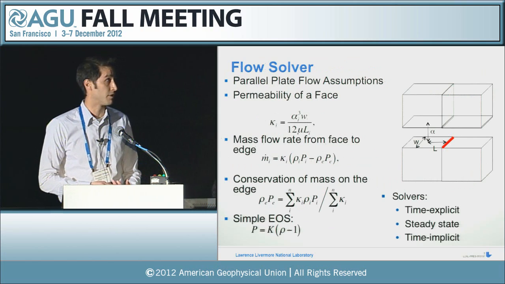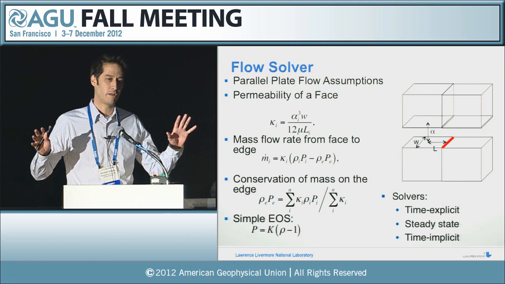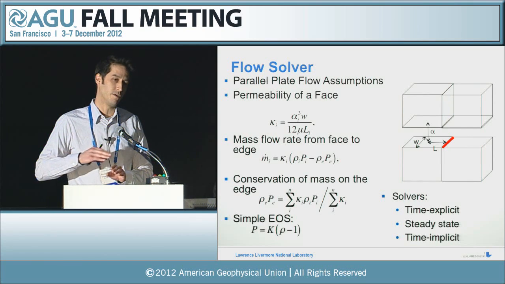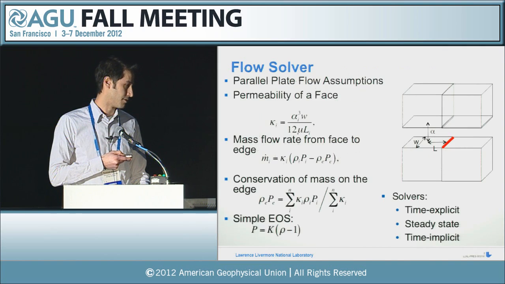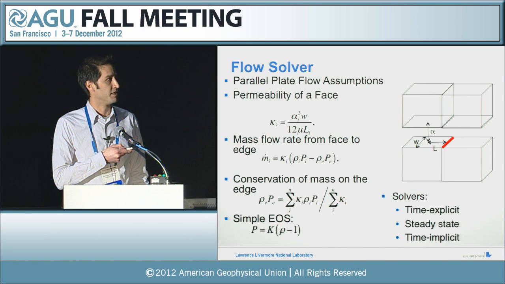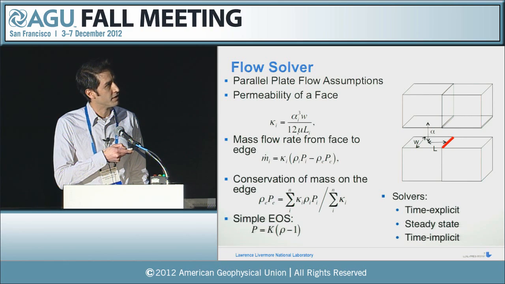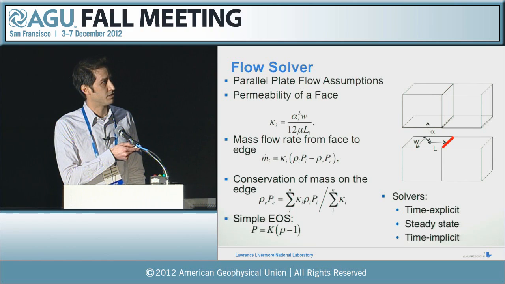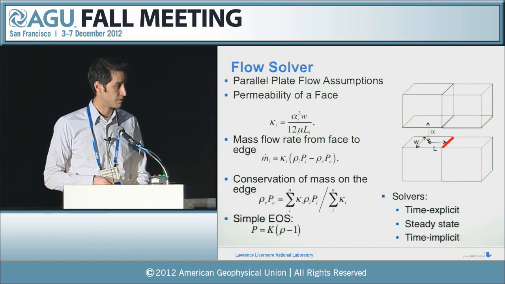Okay. And for the flow solver, what I'm going to show today is basically a parallel plate flow assumption. We have this finite element mesh, and we break it apart, do topology change, and do a fluid solve in the cracks that we generate. We can define the permeability of a face as such, where alpha is your aperture distance, so it's alpha cubed, W is your width of the face, and L is your distance from the center of the face to the edge. So you can apply a mass flow rate from face to edge, apply conservation of mass on the edge, so you sum up all the contributions from each face associated with an edge, apply a simple EOS, and off you go.